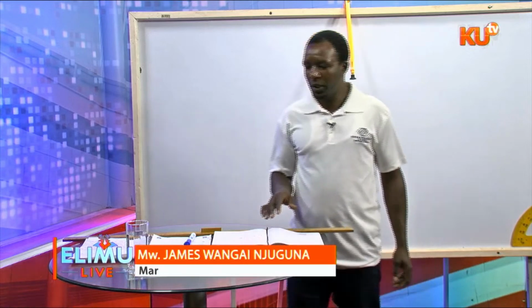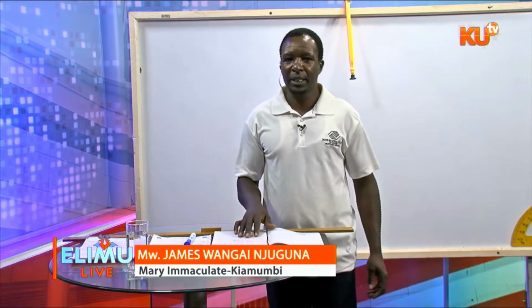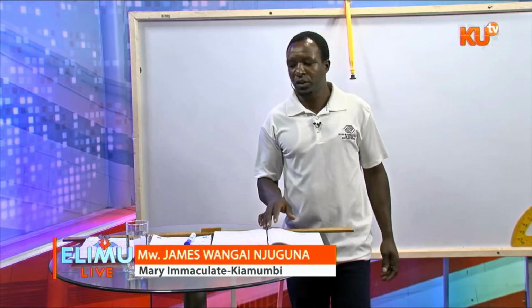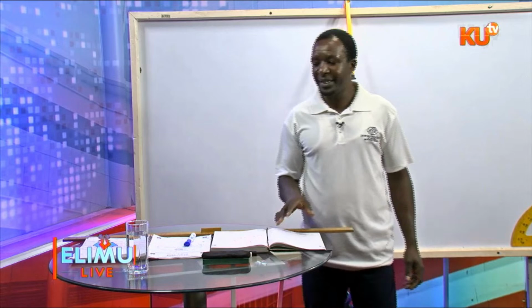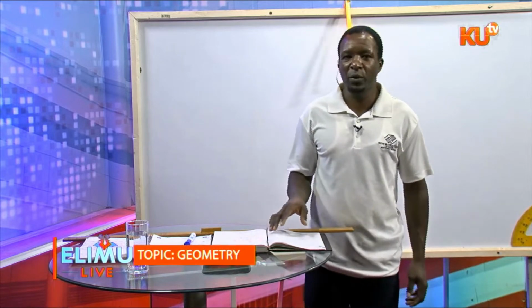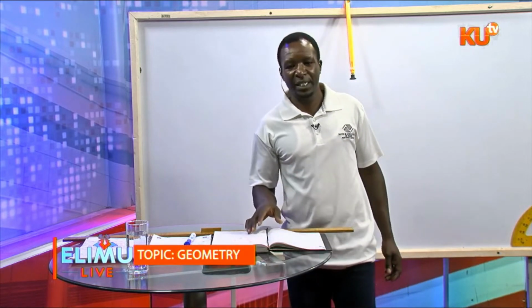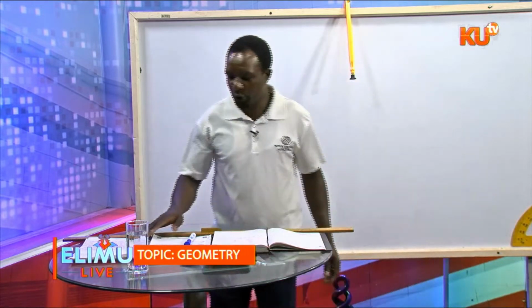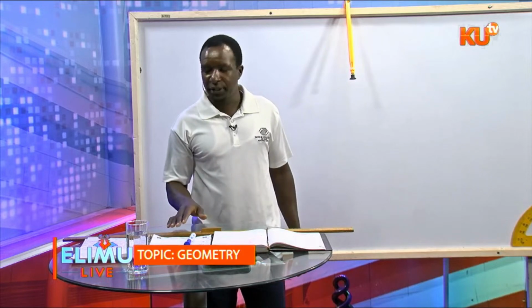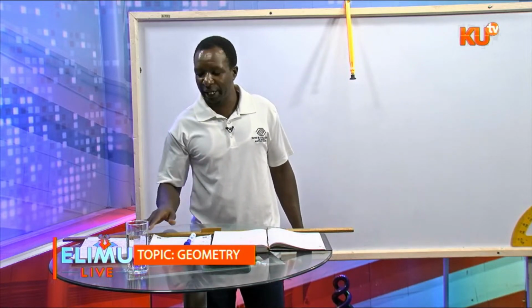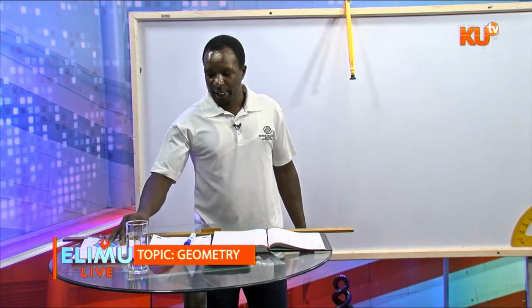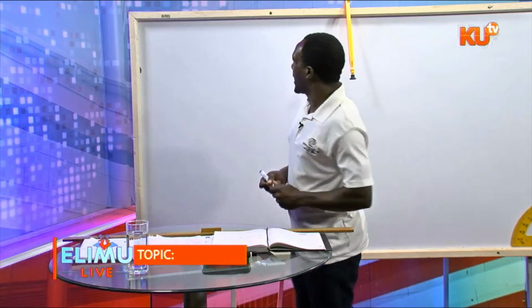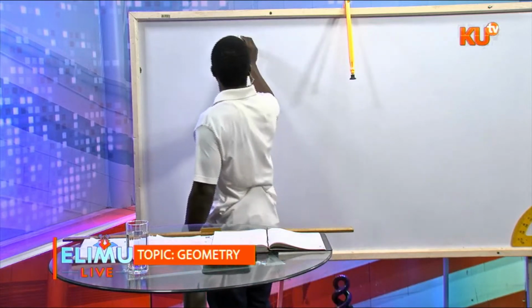I would like to do a topic in mathematics, that is geometry, where I will start with the construction of circles touching the sides of a triangle and the vertices of a triangle. And before I go direct to construction, I will take you through analysis of the KCPE questions, the way they have been appearing. I will start with the year 2011.